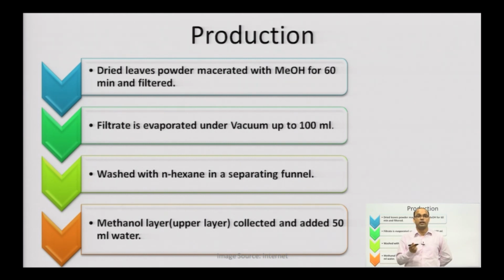So, we have taken the powdered leaves, macerated them with methanol for 60 minutes and then filtered. The filtrate is then concentrated under vacuum up to 100 ml. It is then washed with n-hexane in a separating funnel, and the methanolic layer, which is generally the upper layer, is collected, and to this collected layer we add 50 ml of water.